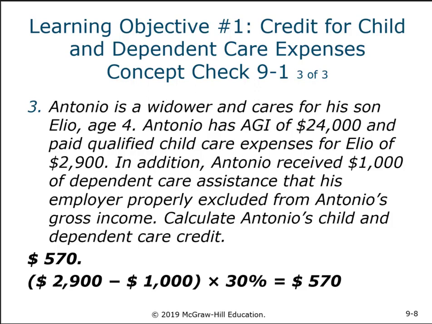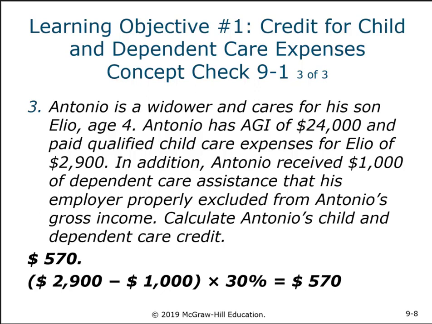So a little different example, we have a widower who cares for his son, Elio, who is 4. So again, single parent. AGI is considerably lower in this case, $24,000, and he pays $2,900, so under the $3,000. Okay, and he received $1,000 of dependent care assistance from an employer. So the employer helps him pay. That means we can't count all 2,900 because we got help.